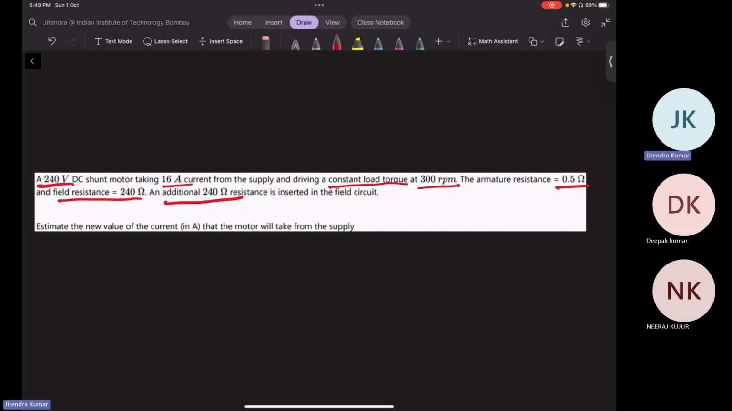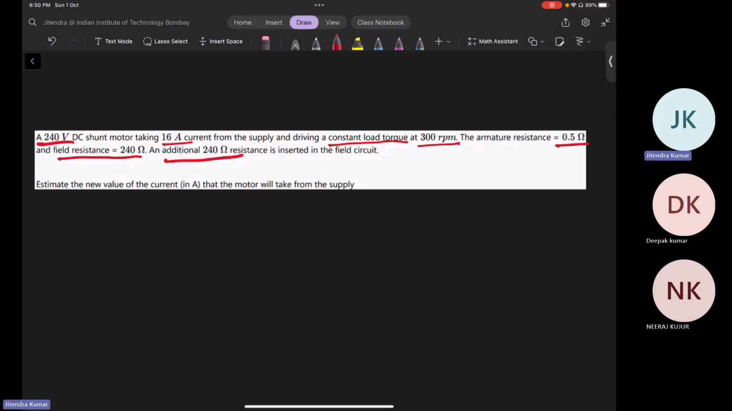So if you are inserting an additional 240 ohm of resistance, then your speed will be approximately twice the rated. Okay, approximately. I am not saying exactly. It will be around that value. You can judge that from the question, right? Because you are inserting the same amount of field resistance, basically you are reducing your field current by half. Field current is proportional to flux, but it is not a linear relationship. There will be saturation in the circuit, which you have to consider. But you can say that it will be around twice the base speed.